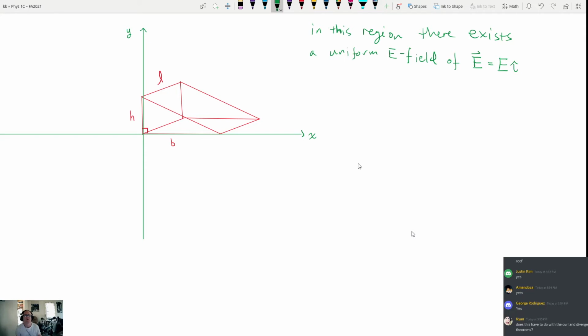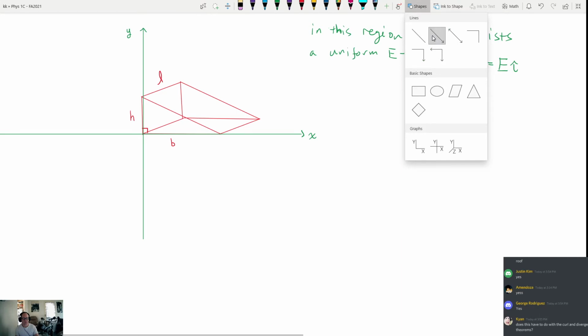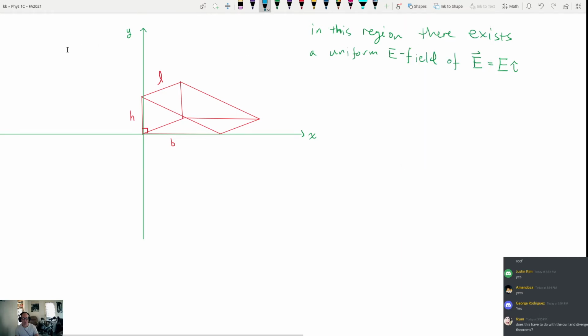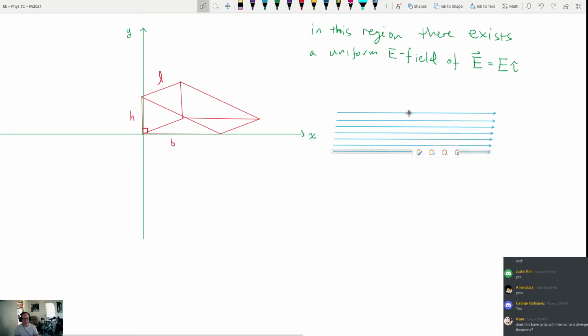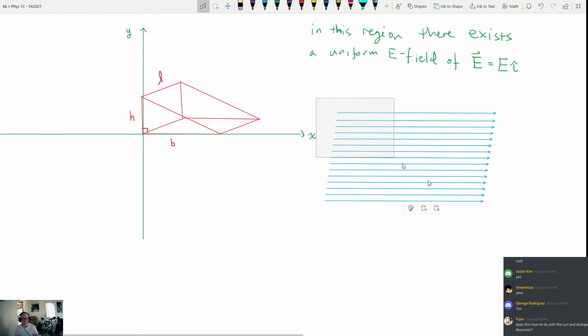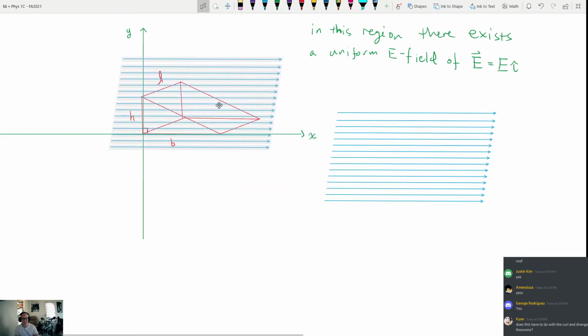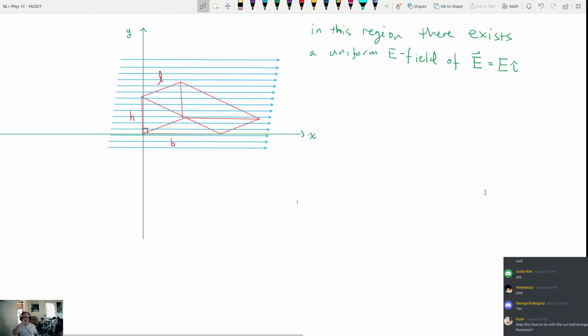And what does that look like? Well, if it's E times i hat, then it looks like this. Let's use blue. It's basically just a bunch of straight lines, like this. That's our electric field. Hopefully that doesn't obscure the diagram too much, but that's our electric field right there.